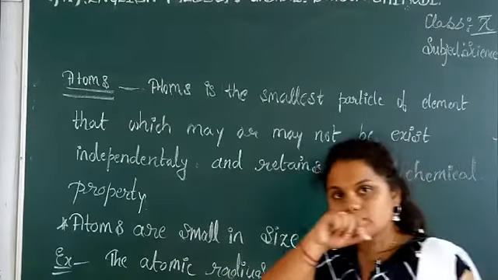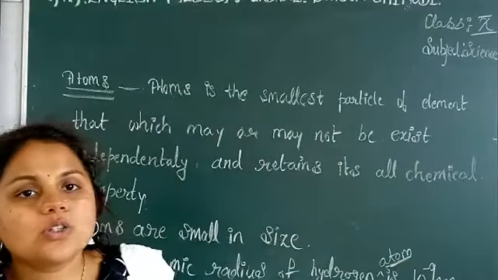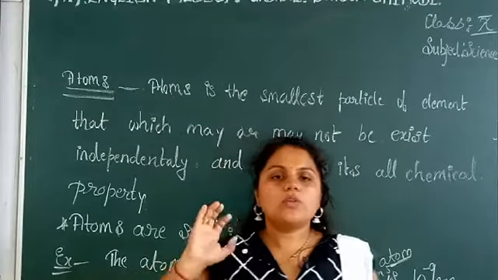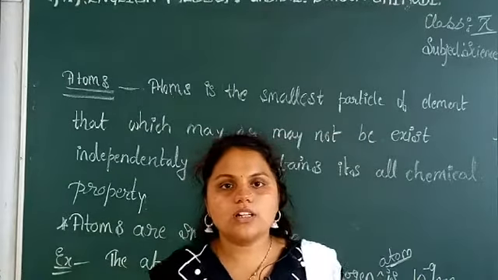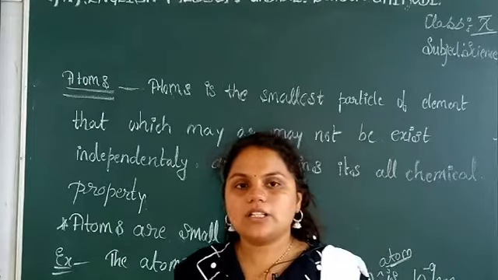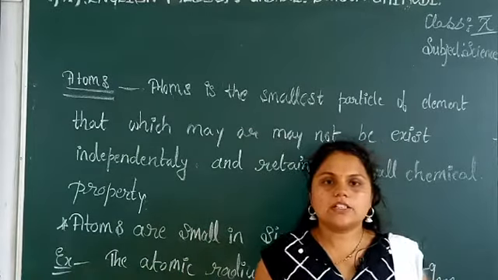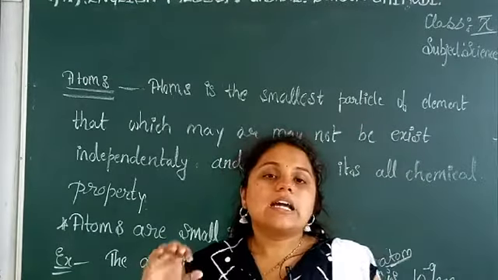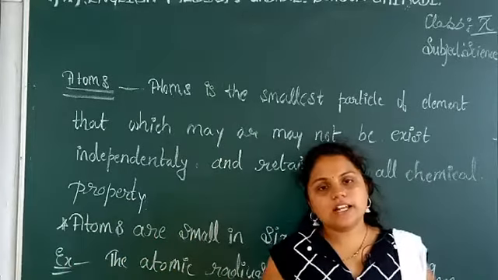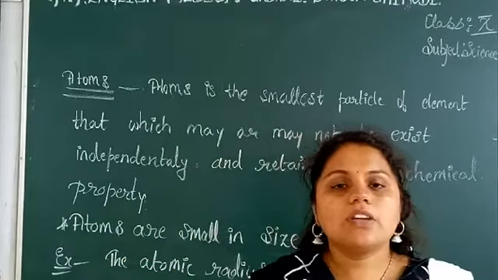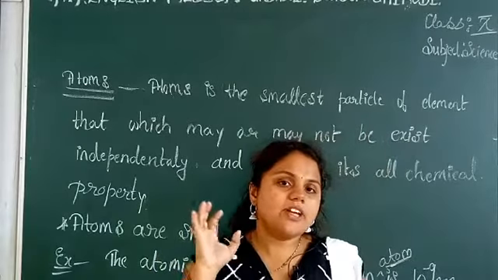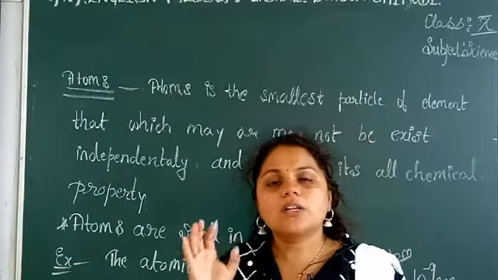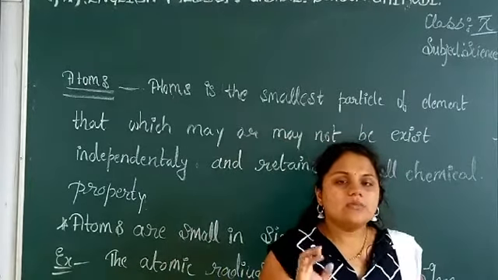Now, we have so many elements. How are you going to represent them? The first question: so many elements are present in our nature, how are you going to represent them? You have to represent them by symbols. Which symbols? In ancient times, the scientists gave a name to each and every element, and they represented the elements using capital letters.